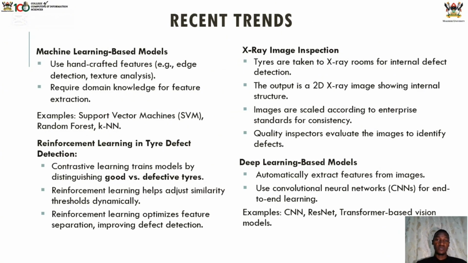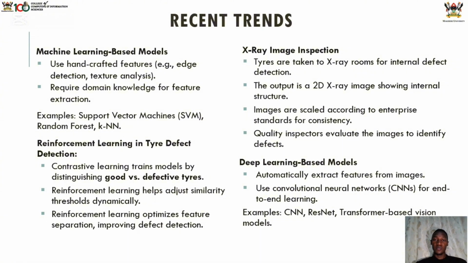In recent trends, machine learning has improved in this field, whereby we have machine learning based models such as support vector machines and random forests, and these are basically handcrafted for detecting defects on images, for example, edge detection and texture analysis, and they're able to classify them according to their groups. Then we also have reinforced learning defect detection. This category can have contrastive learning and reinforced learning. Both of these are advancing well, and they're helping out with feature separation and also improving.